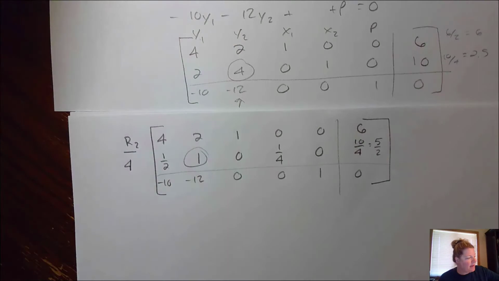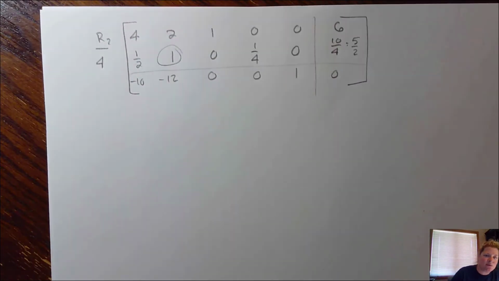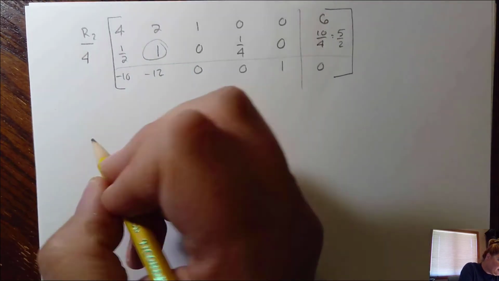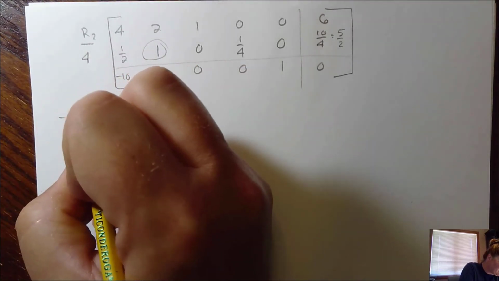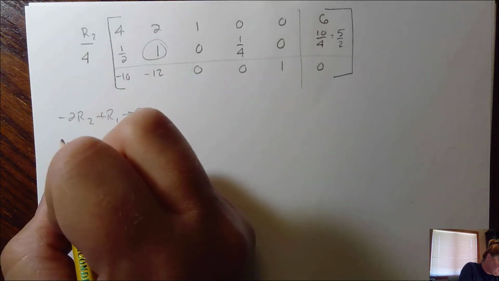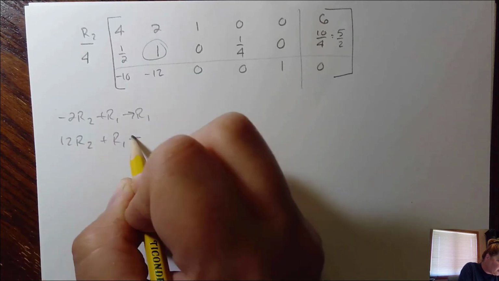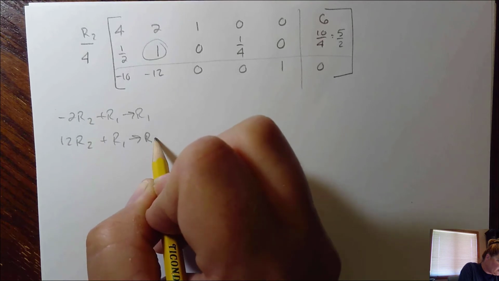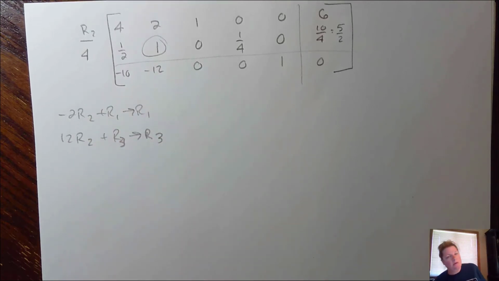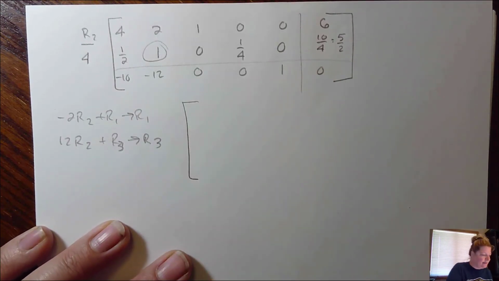So now we want to make the zeros here and here. So we're going to use negative 2 and positive 12. So negative 2 times row 2 plus row 1, replace on row 1. And then we're going to do 12 times row 2 plus row 3, multiplying by row 2, adding it to row 3, replacing it on row 3. Okay, let's do that real quick. None of this is quick.